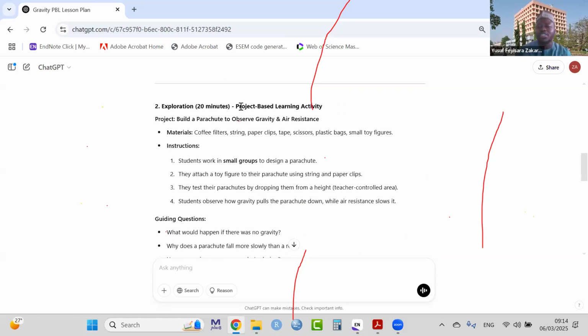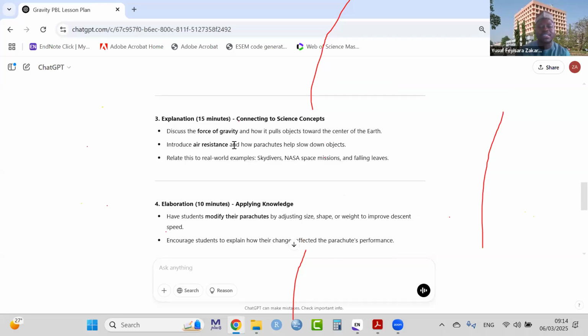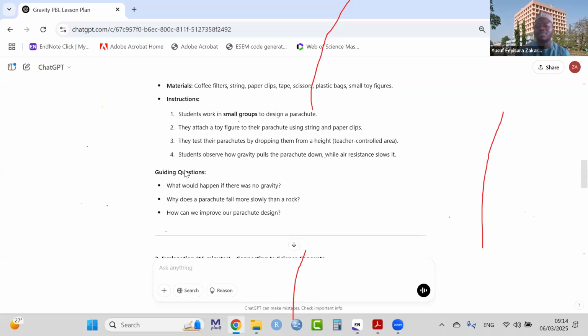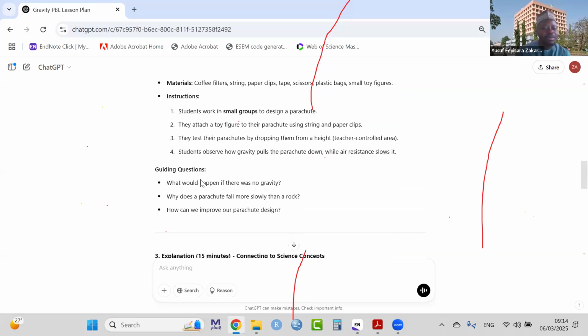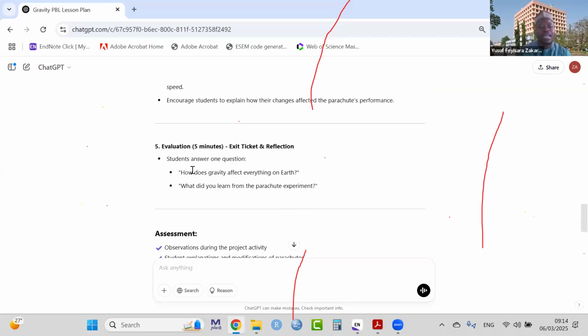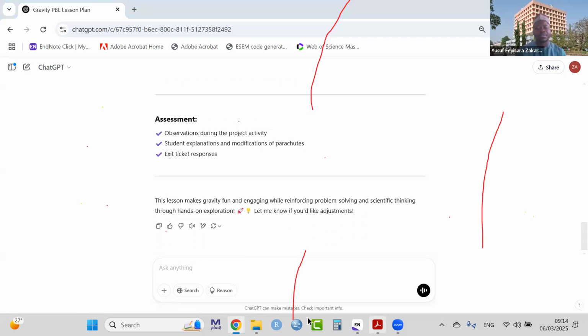Then we have the exploration. This is where we have the project-based learning activity, where the student will build a parachute to observe gravity and air resistance. Then we have some guiding questions and the materials needed. Then the explanation, where you connect this to the science concept. Remember, in the last one, the mini lecture comes before the experiment, but in this one, the experiment comes before the lecture. Then you need to elaborate, where they apply the knowledge, and you need to evaluate, where you give an exit ticket and they reflect on what they have learned. So this is how it looks, and you are fine with this.